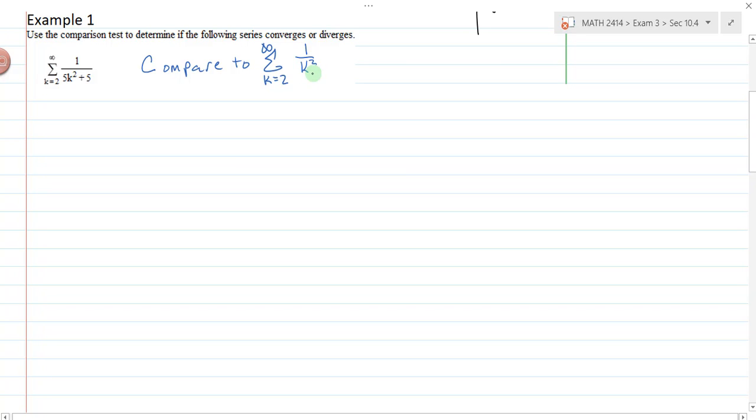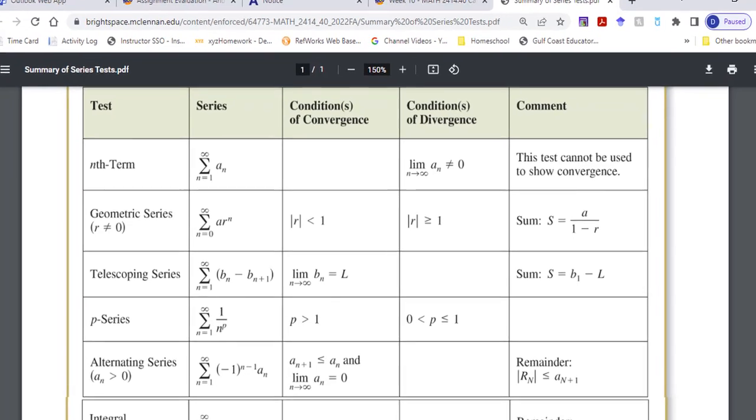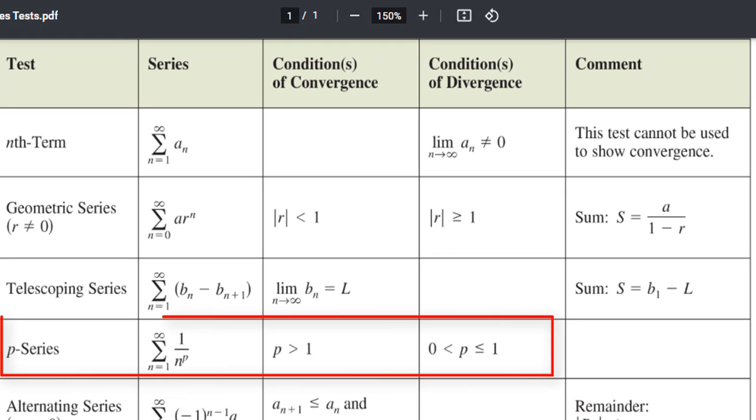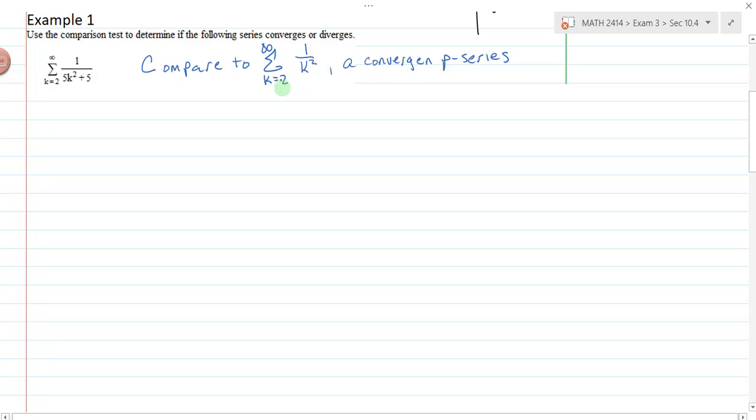That means that I need to know something about this series. Does this series converge or diverge? This is a convergent p-series. If we look at our p-series, it says that the series where we have n equals 1 to infinity of 1 over n to a power is going to converge if that power is bigger than 1. The power right here is 2. That power is bigger than 1. So this is a convergent p-series.